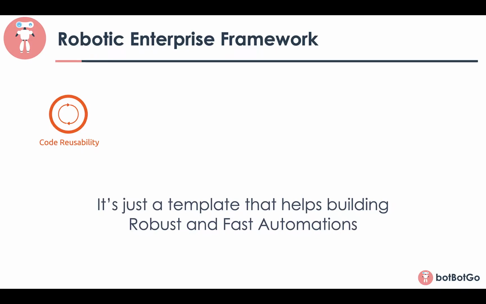But apart from code reusability, the RE framework also provides a very easy exception handling concept. With this, your automation is able to differentiate between a business exception and a system exception and also follow different steps depending on the exception. You could also modify this and define your own steps for what the bot has to do in case of any different kind of exception.